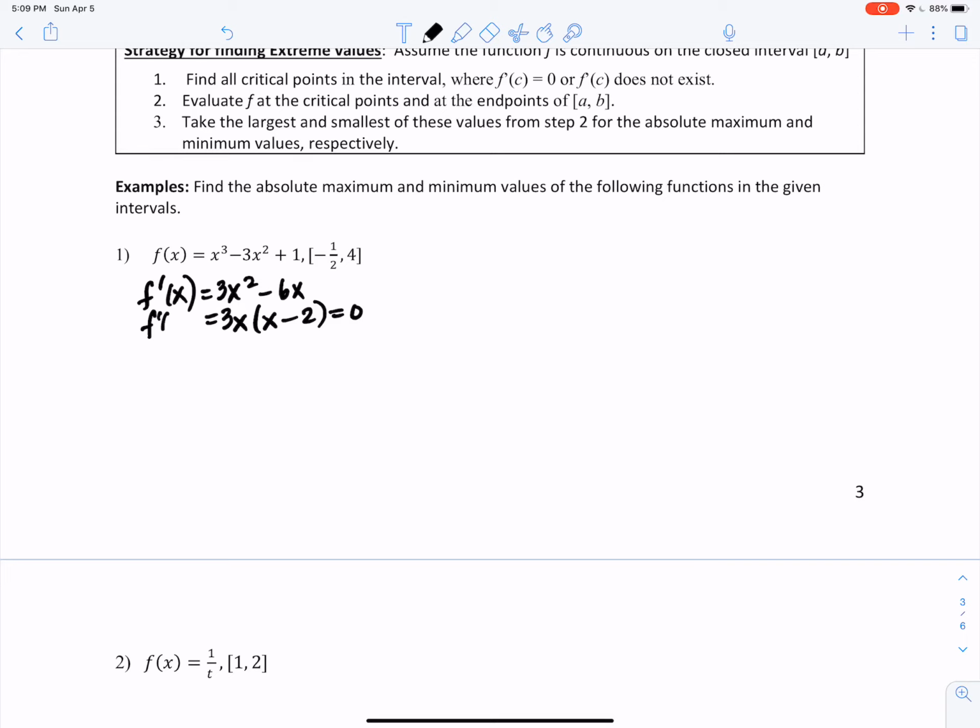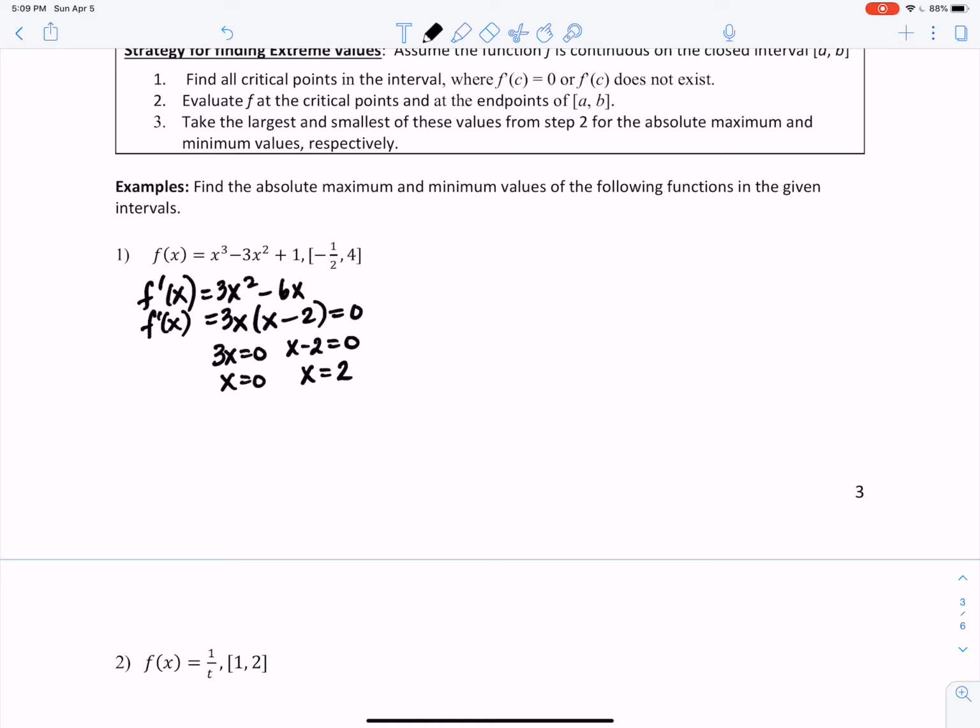I'm going to set f prime of x equal to 0 and solve for x. So when does this equal 0? Well, when 3x equals 0 or when x minus 2 equals 0. So 3 times x equals 0 when x equals 0, and x minus 2 equals 0 when x equals 2. So I found two critical values.